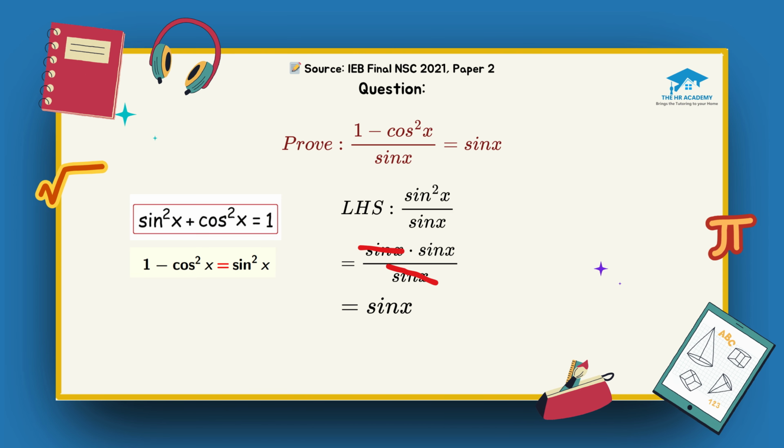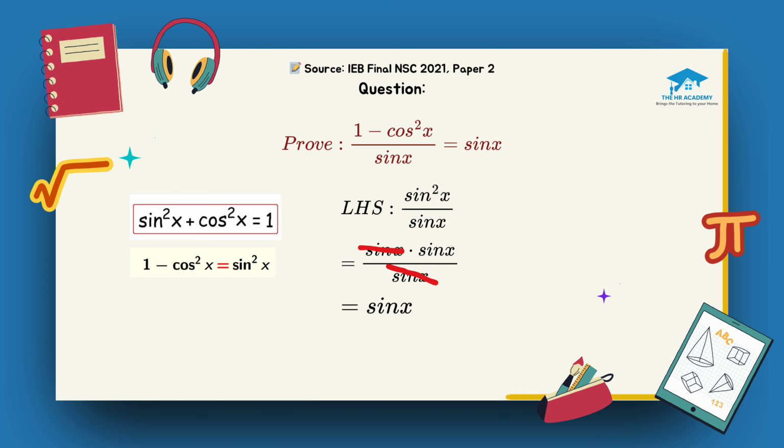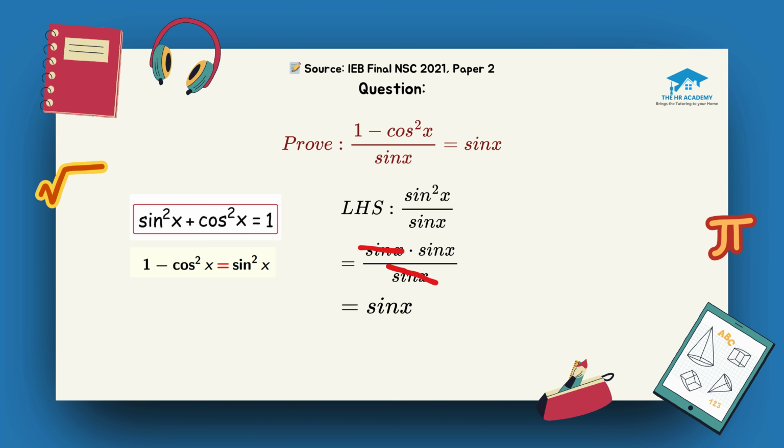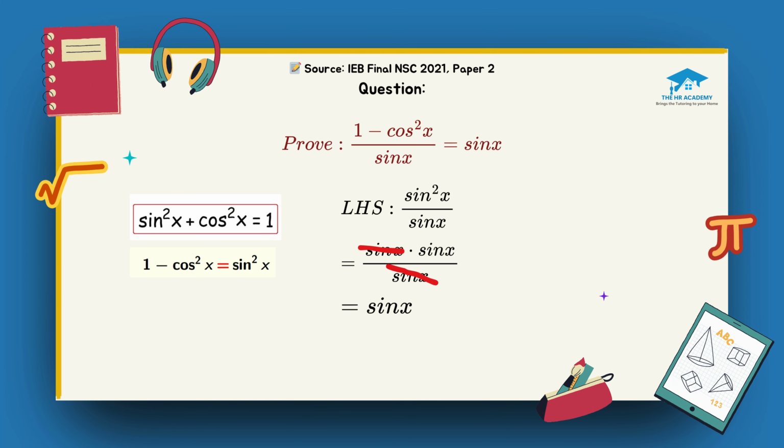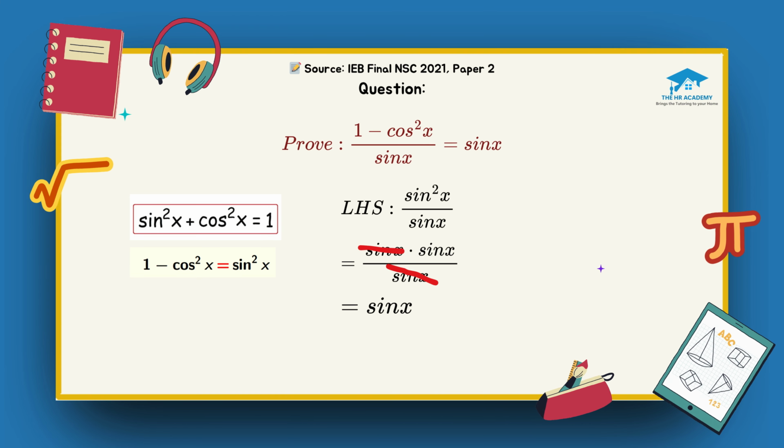See? No need to panic, the identity just needed a little rearranging. Remember, always look out for those identity clues. Cos squared and sine squared like to sneak into disguises, but once you spot them, the rest is smooth sailing.